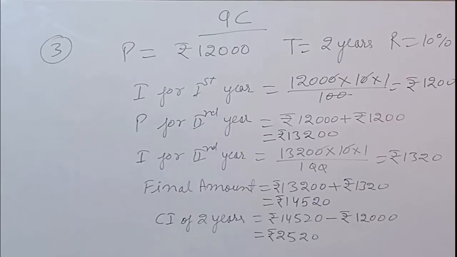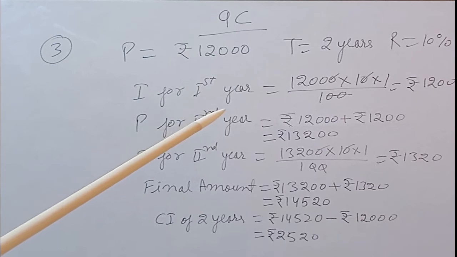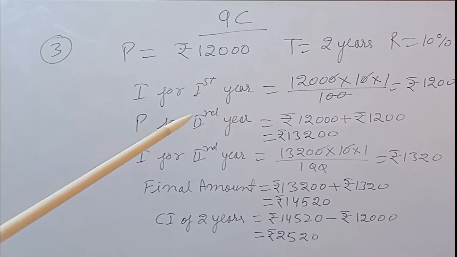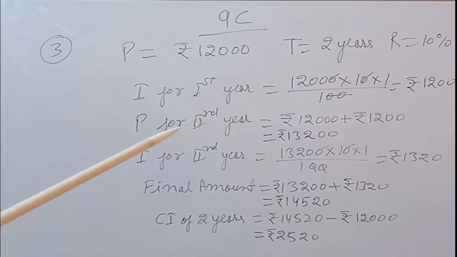Children, I am taking question number 3. The question is, calculate the amount and the compound interest on rupees 12,000 in 2 years at 10% per year. So first, whatever I have written here on the board, P equal to rupees 12,000, time equal to 2 years and rate of interest equal to 10%. So I for the first year will be 12,000 into 10 into 1 upon 100, that is 1200. Principal for the second year equal to principal of the first year plus the interest of the first year, that is 12,000 plus 1200, that is 13,200.